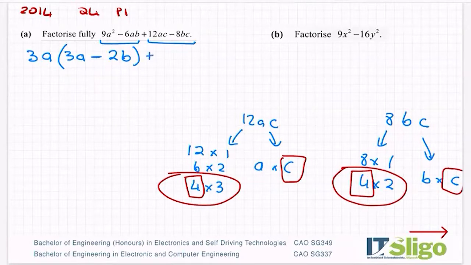Okay, so I'm going to take the 4 outside. And so the number left over here in 12 is 3, because 4 3s are 12, and the letter left over is A, sorry.